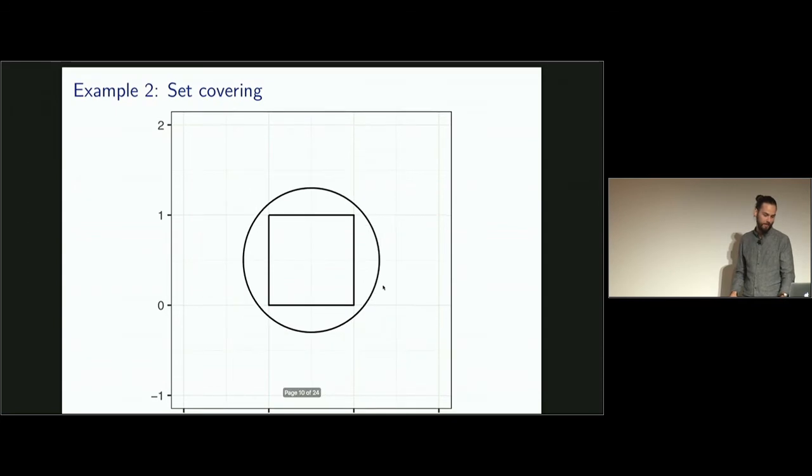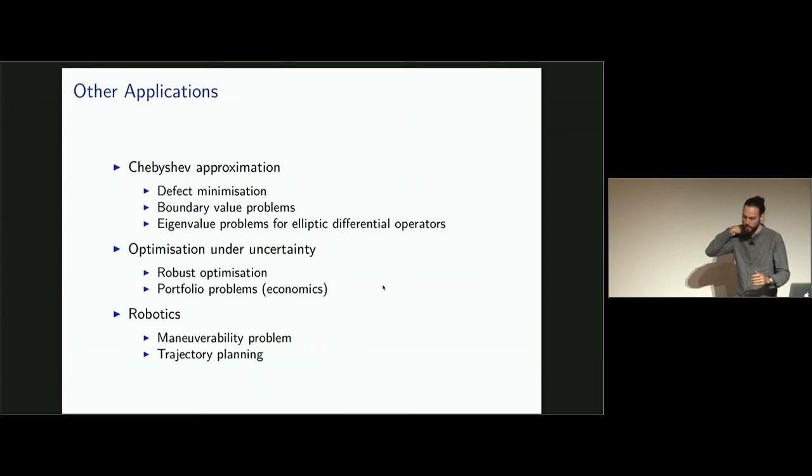Anyway, so there's some iterations there. And there's a bunch of other applications. There's Chebyshev approximation, which is to do with getting functions to fit arbitrarily close to other functions. Optimization under uncertainty is essentially, in some cases, optimizing some function where you have a standard constraint, but the coefficients of the constraint are unknown.